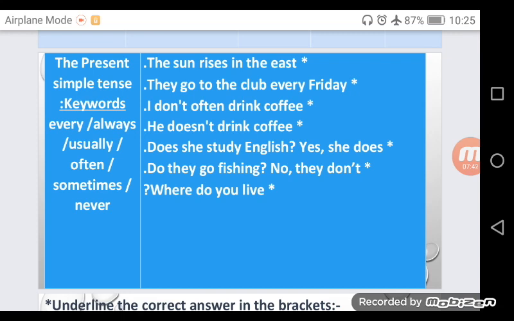Finally, we have where do you live? This is also a question, but we call it a WH question because we have a question word, where. Do, because the subject is you. On the left, we have the title, the present simple tense, and the keywords. Keywords, the words that tell us about the present. We have every, always, usually, often, sometimes, never.